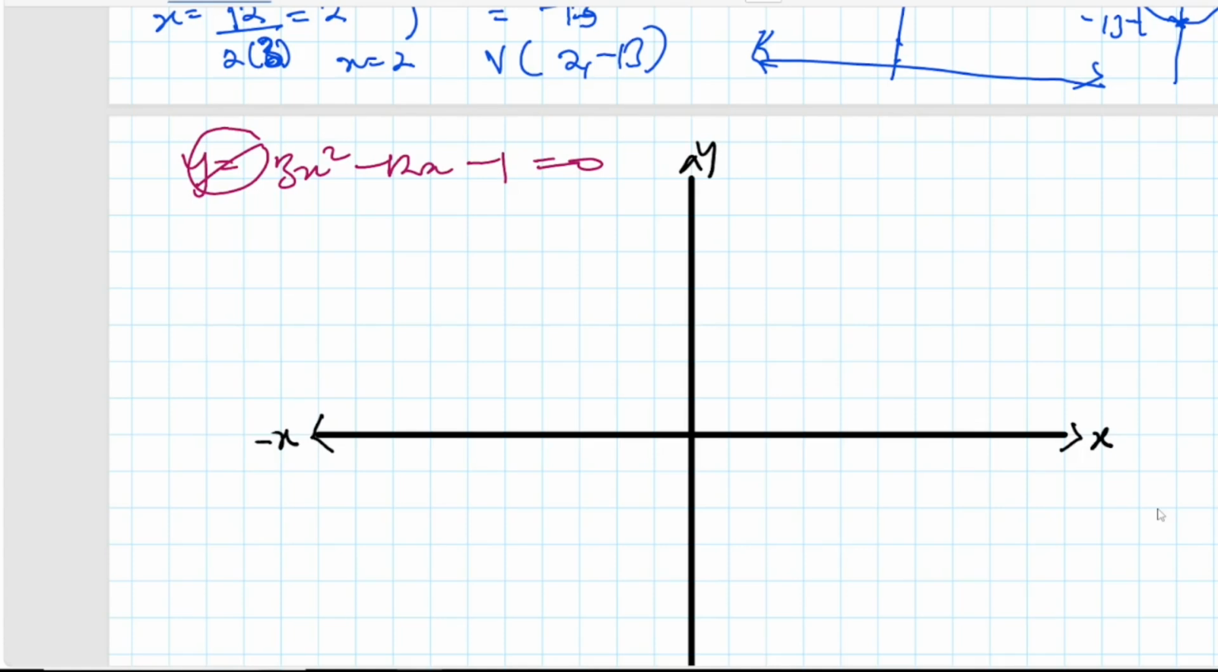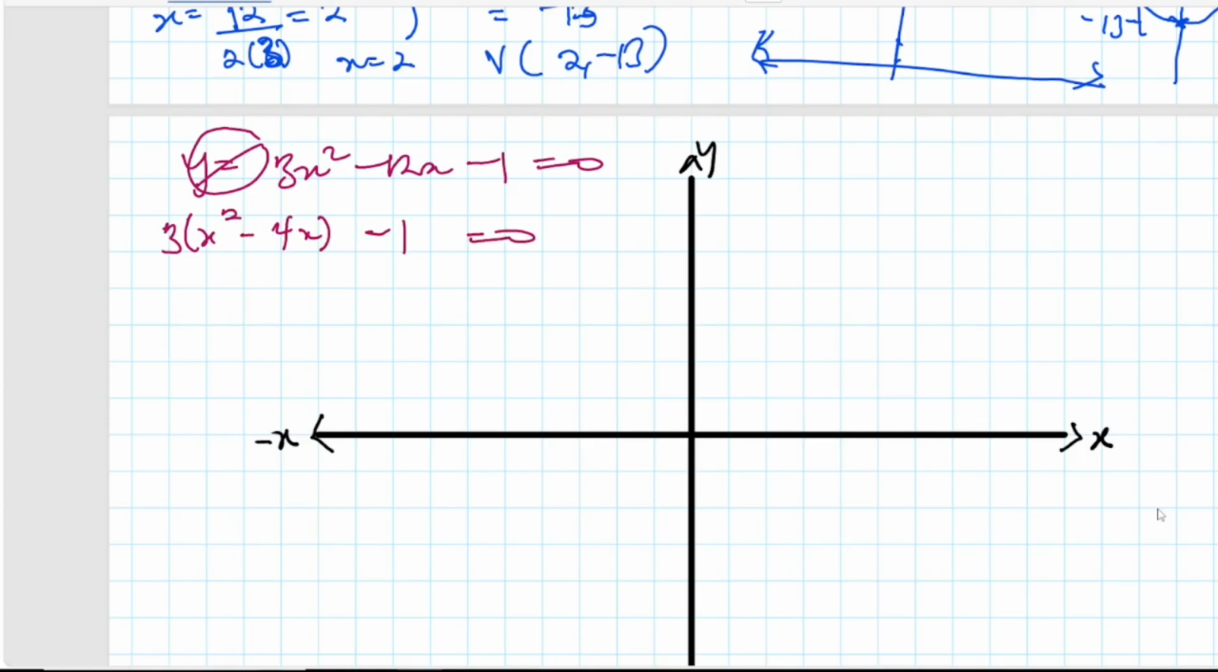Completing the square, I think it's a question you've done already. So let's factor out the 3. If you've not yet watched the completing the square video, you can search for it from the videos and learn it. So 3x squared minus 12 over 3 is 4x, then minus 1 equal to 0.